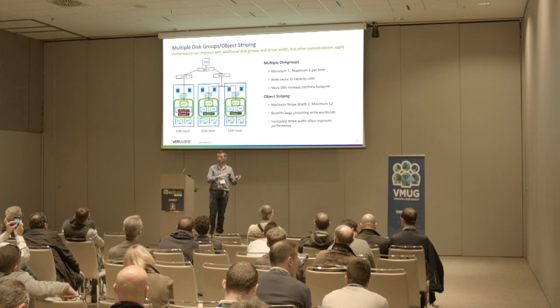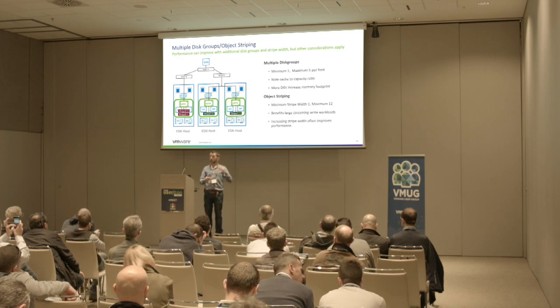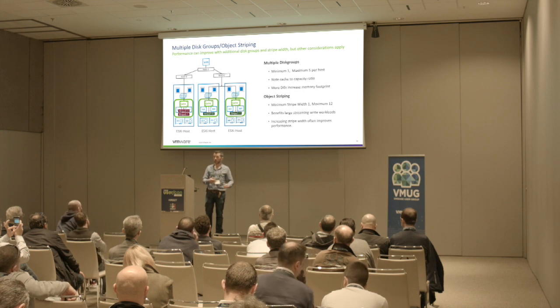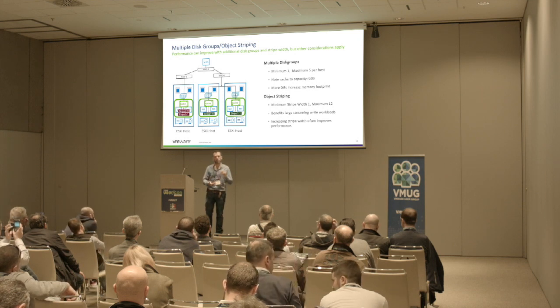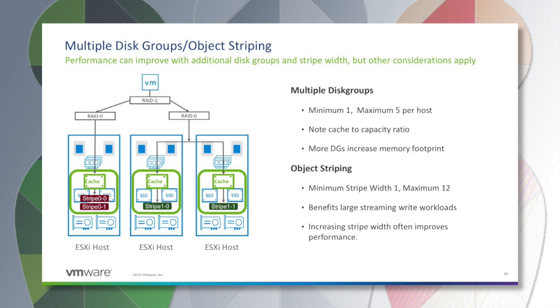It benefits large streaming workloads, cloning lots and lots of VMDKs, big data workloads, where you've got an ingestion of writes. For other, more generic workloads, you won't see the benefits as much. So that's why I'm saying increasing the stripe width often increases performance, but it really is workload dependent.